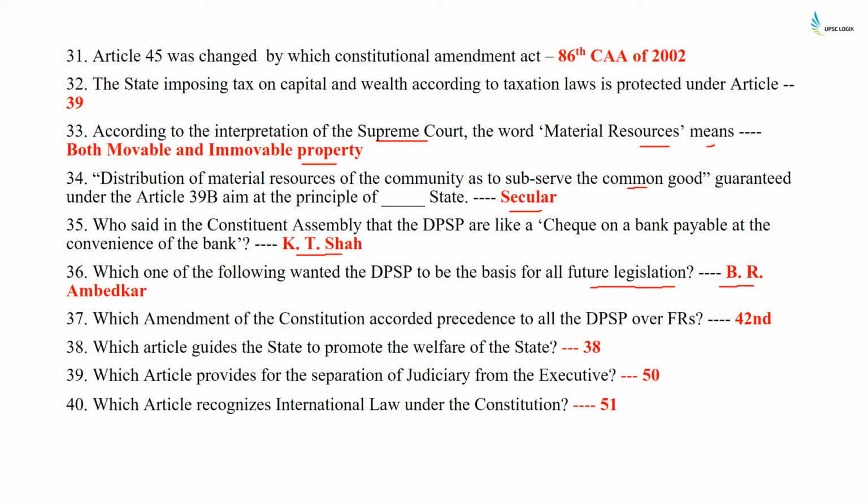Which amendment of the Constitution accorded precedence to all the directive principles of state policy over fundamental rights? It was the 42nd Constitutional Amendment Act 1976. Which article guides the state to promote the welfare of the state? Article 38. Which article provides for the separation of judiciary from the executive?